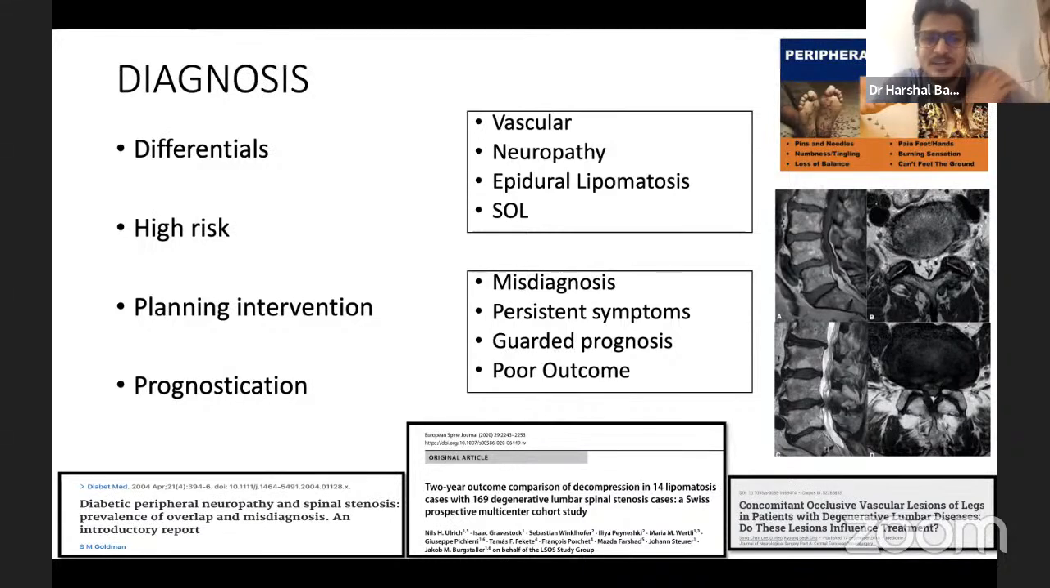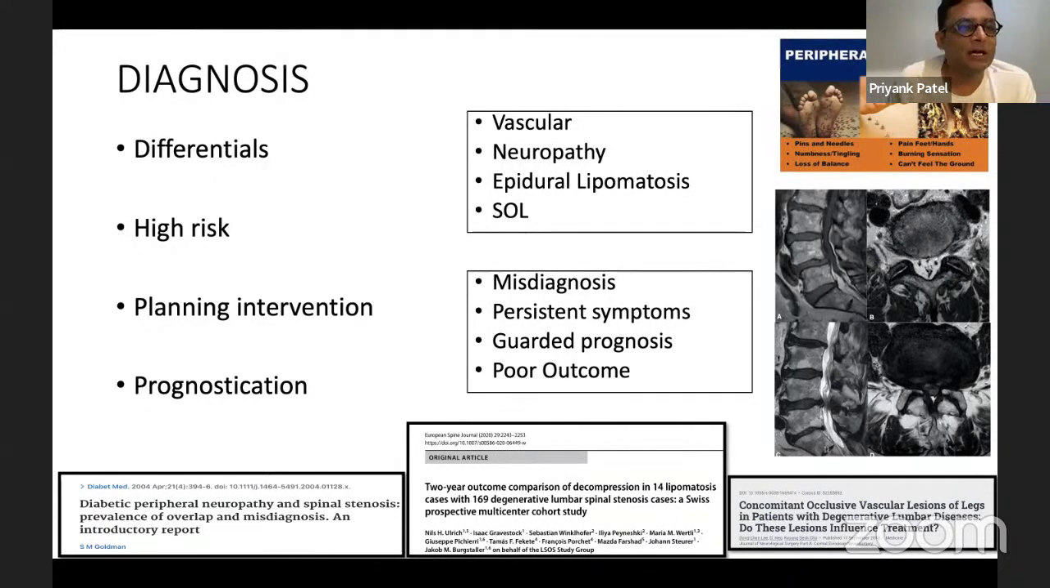So largely these patients are high-risk patients, so we should be able to plan our intervention and prognosticate well. We should be aware of any misdiagnosis, what symptoms will persist, where we should give a guarded prognosis, and where poor outcomes are expected. There's a lot of literature about these things, LCS and red herrings. That's why I wanted to highlight this point before going to surgical scenarios, that diagnosis is the first dilemma. Any pointers by our faculty, Dr. Aditya or Dr. Mohite?